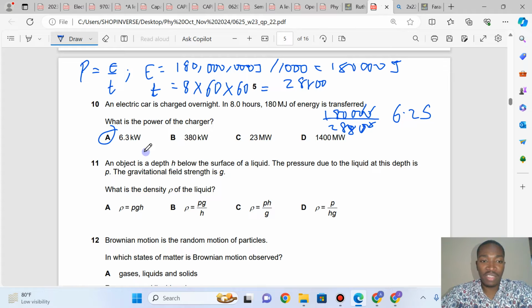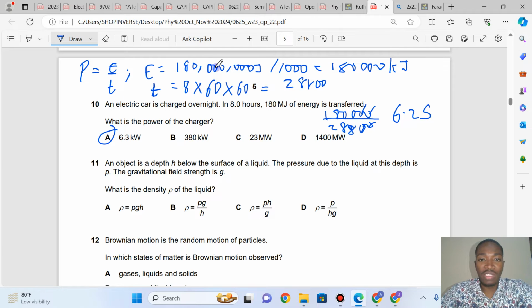Do not forget that the reasonable unit of the power here is kilowatts. That's why I started by dividing energy by 1,000 to express it in kilojoules. So I have to express energy in kilojoules, so that the unit of kilo will appear in the power, which is watts.